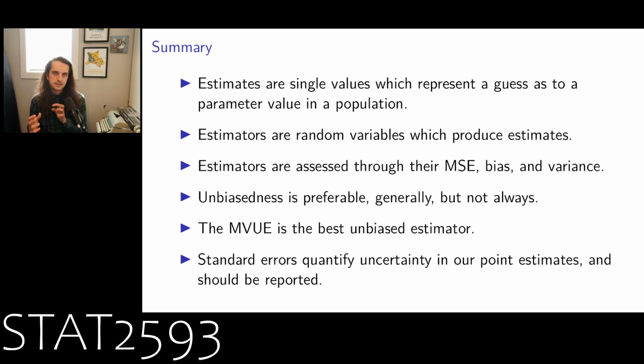And if we only look at unbiased estimators, then the MVUE is the best unbiased estimator. It's the minimal variance unbiased estimator. Standard errors quantify our uncertainty in our point estimates, and as a result, they should always be reported. And the standard error is just going to be the square root of the variance of an estimator.